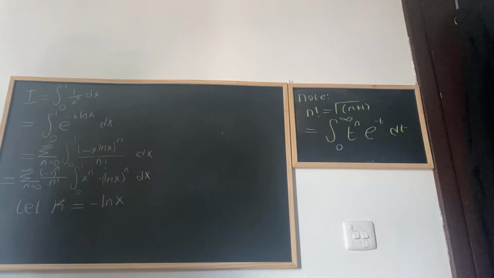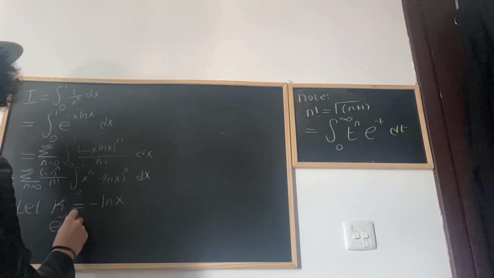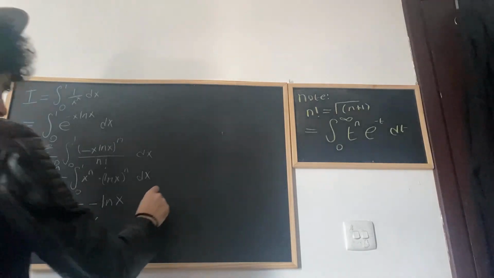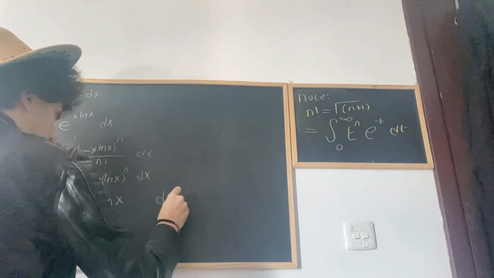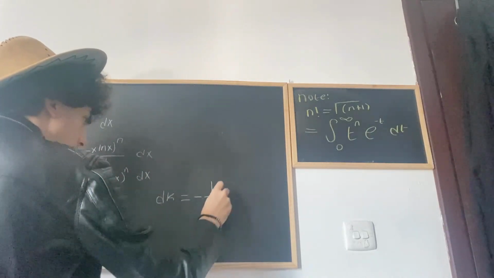Because when x equals 0, the bottom bound will turn into infinity, because k will equal infinity. And when x equals 1, k will equal 0. Now we will deal with flipping the bounds later on, so we can equate it to this later on. Now, I want to let x be the subject here. So e to the power of negative k is equal to x. Now we want dk and dx. So dk is equal to negative 1 over x dx.